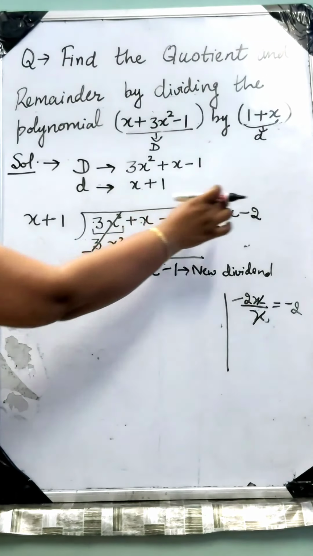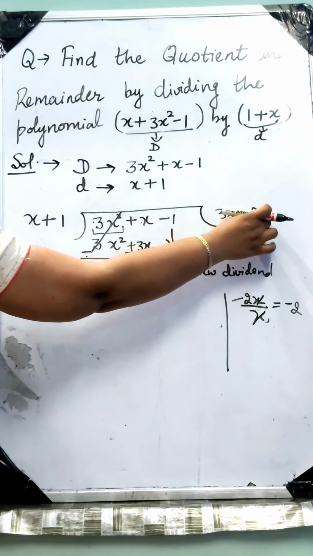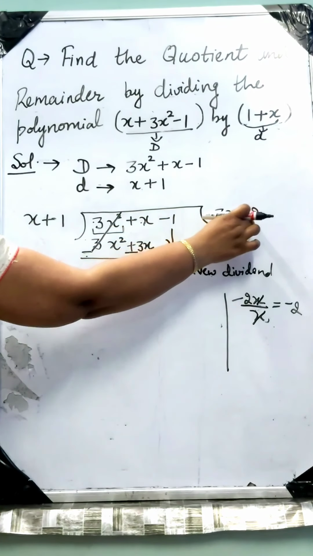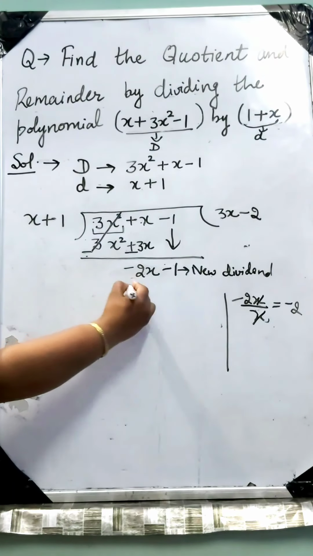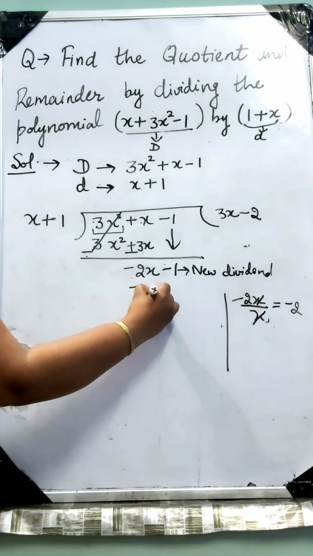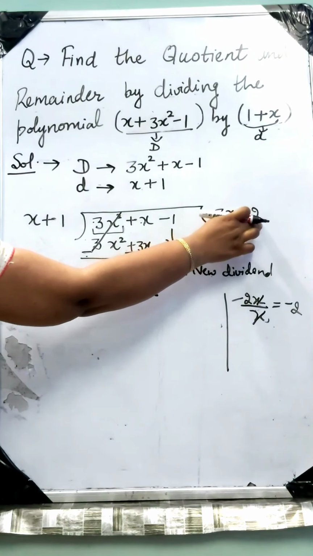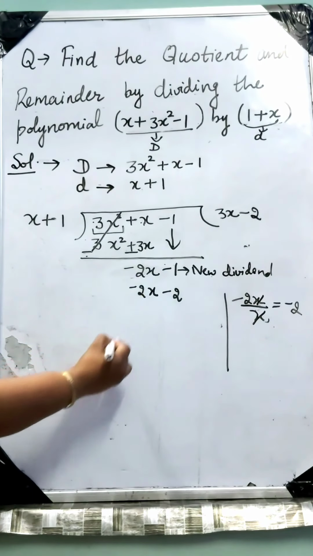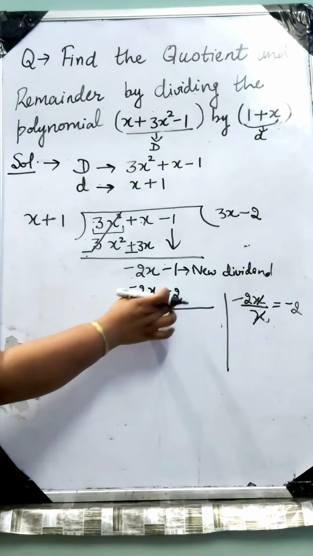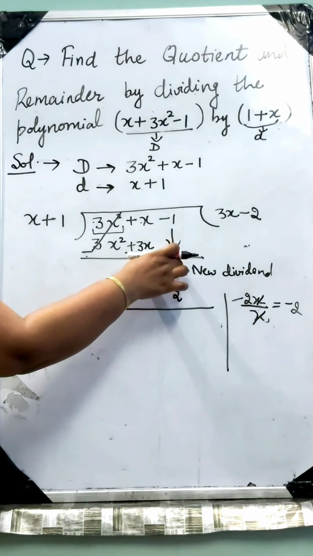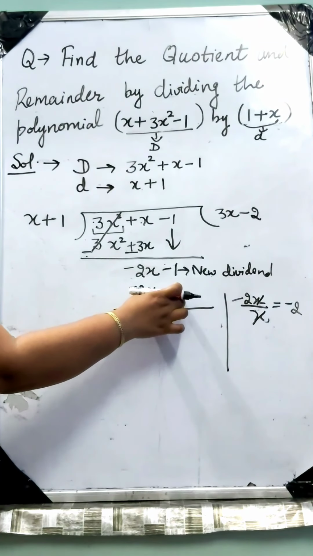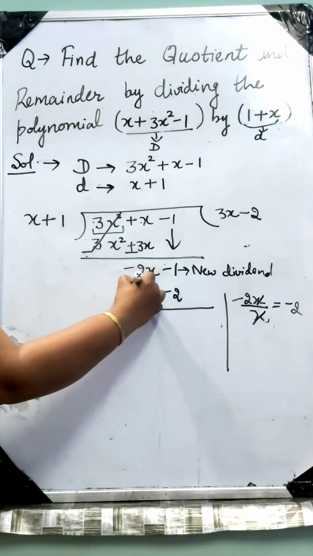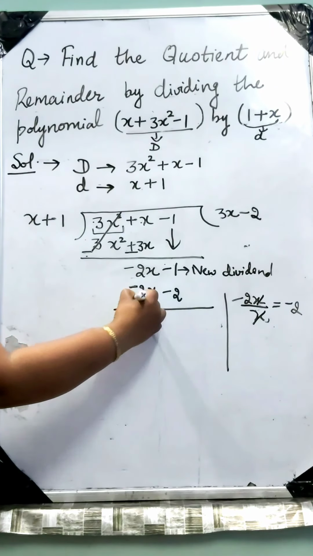In the next step you have to multiply this second term of the quotient by the divisor. If I multiply minus 2 with x, then I will get minus 2x. Now multiply this minus 2 with 1, then we will get minus 2. Again subtract this product from the dividend. To subtract this product from the dividend, we have to change their sign. If there is a minus sign, then we will change it into a plus sign.